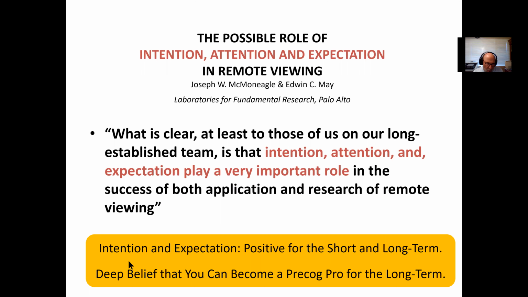And then I've added a new word here, which I believe is very important, and that's your belief system, which is very complicated. You know, it started when you were very, very young, but nurture this deep belief that you can become a Precog Pro for the long term. You're not only going to get there, but you're going to stay there and integrate this in a very healthy way with the rest of your life.